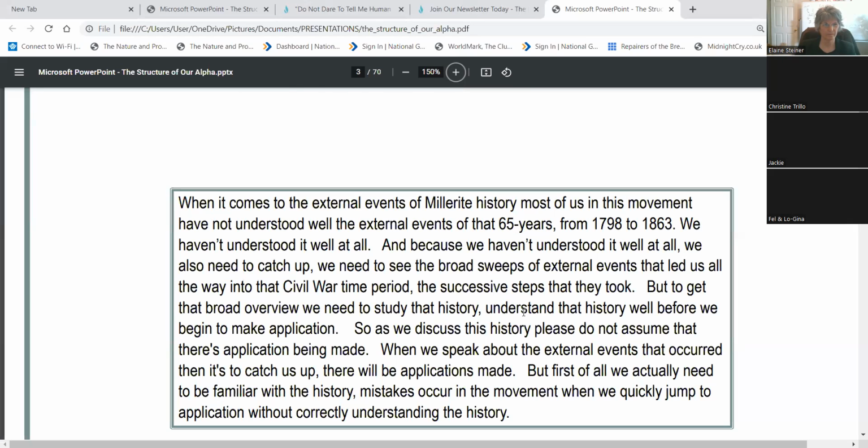But to get that broad overview, we need to study that history and understand it well before we begin to make application. So as we discuss this history, please do not assume that there's application being made. When we speak about the external events that occurred, it's to catch us up. There will be applications made, but first of all, we actually need to be familiar with the history. Mistakes occur in the movement when we quickly jump to application without correctly understanding the history.